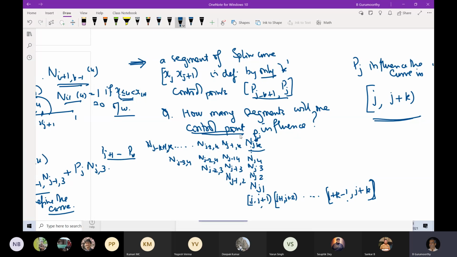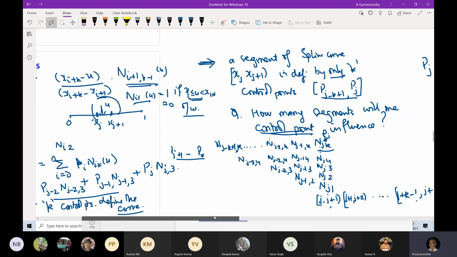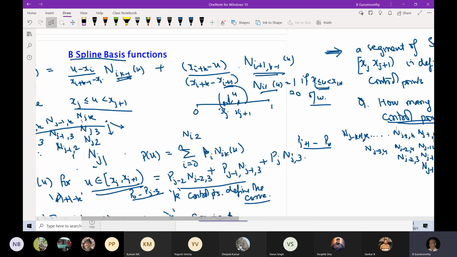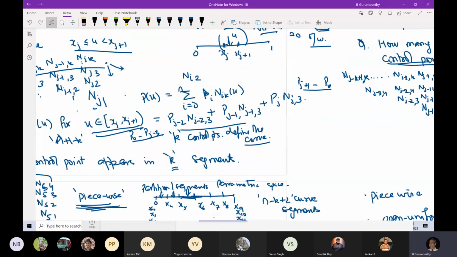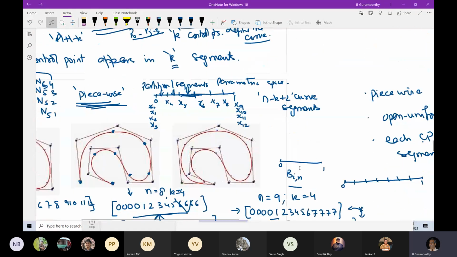Those are the two interesting attributes of the basis function definition in the case of the B-spline, and they give you the second property, which is local control. In some sense, it is not completely local. It is restricted to k segments. But we have also seen that there are n minus k plus 2 curve segments, and therefore the remaining ones are unaffected by any change in a given control point.